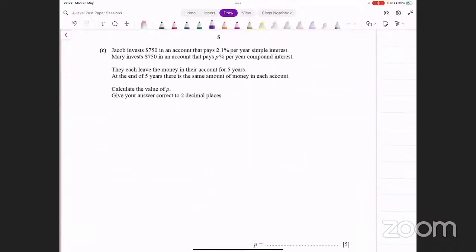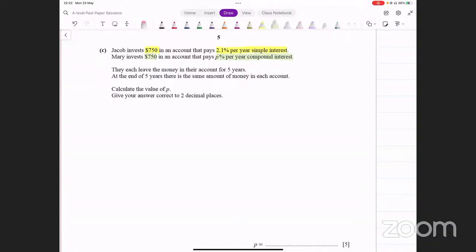So now we've got Jacob, who invests $750 in an account that pays 2.1% per year simple interest. Okay, so 2.1% per year simple interest. That's what Jacob is getting. You've got another person, Mary, who invests $750 in an account that pays P% per year compound interest. They each leave the money in their account for 5 years.